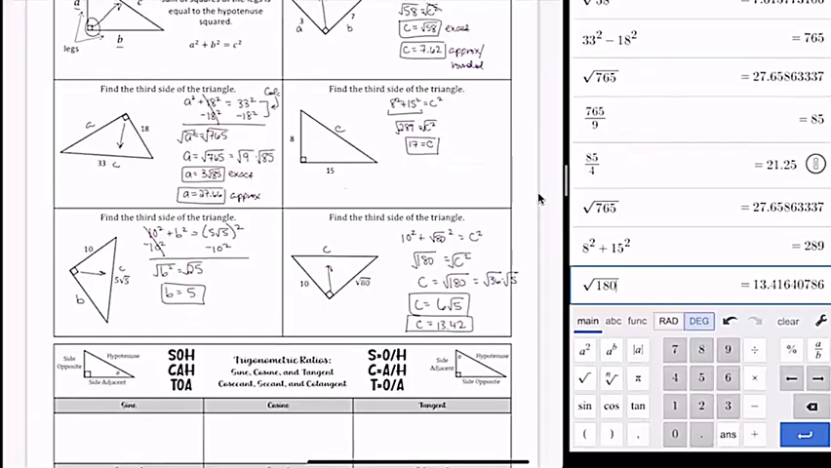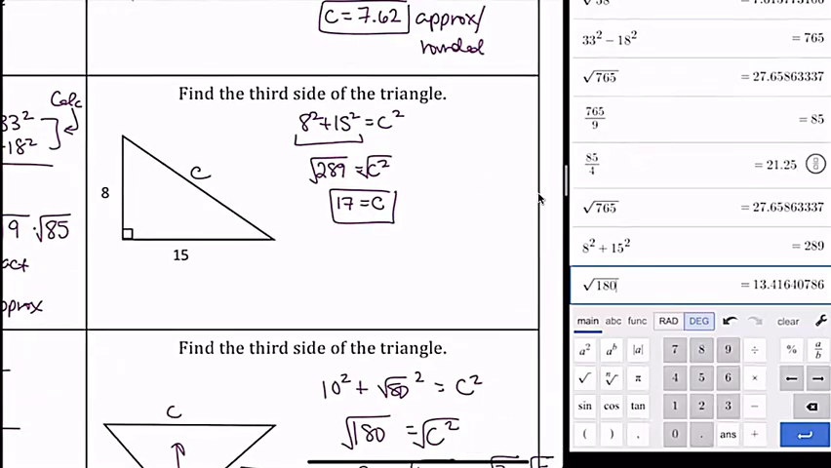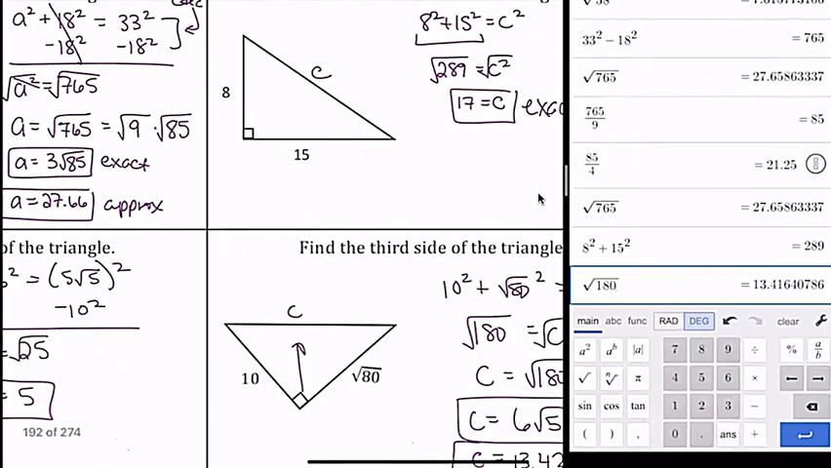Here are our last three answers. For this one, we had the square root of 289. That was bigger than our list. We had to check if it was a perfect square, and it was. The square root of it was 17. That means this is our exact answer. There is not an approximate because it is an exact number, so we're good with that one.